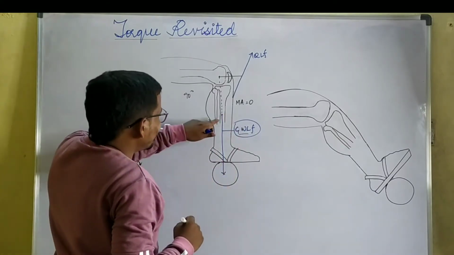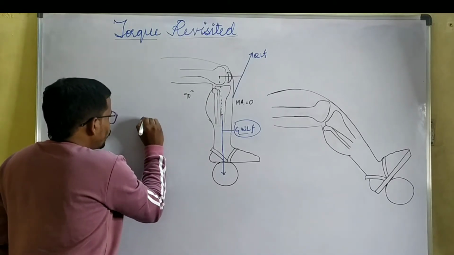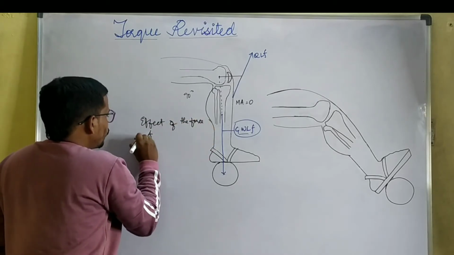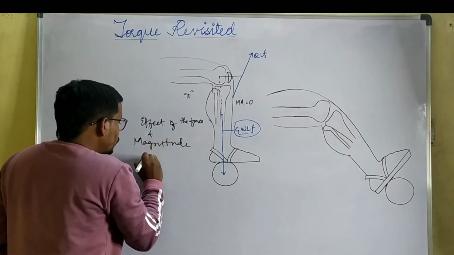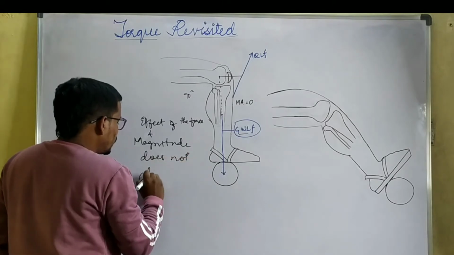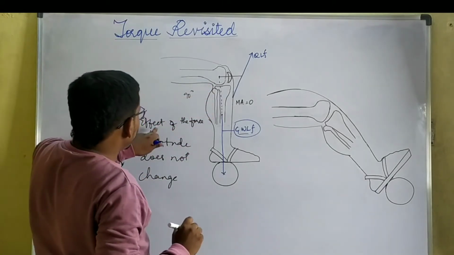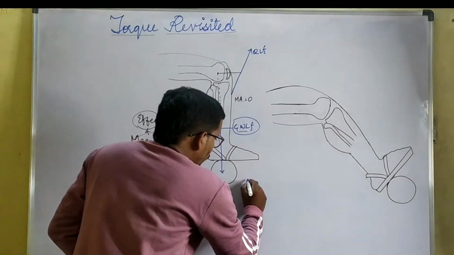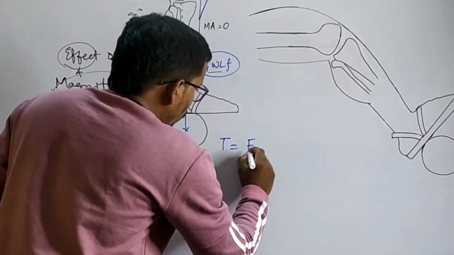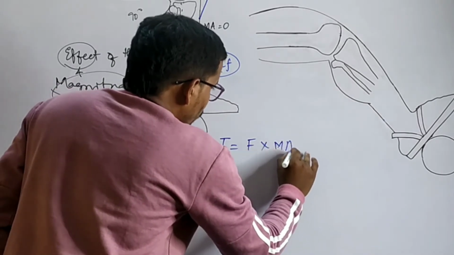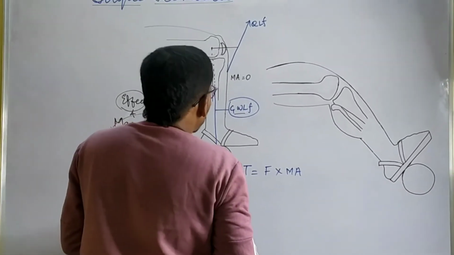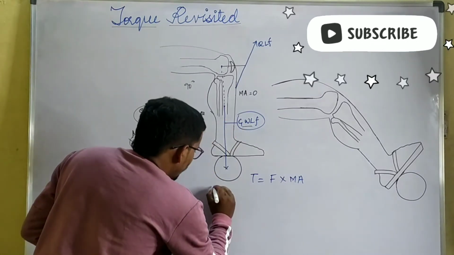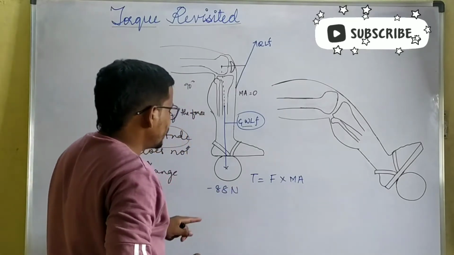Now, by extending this force vector, the effect of the force and the magnitude of the force do not change. They remain the same. Even if we extend the line, the effect and the magnitude remain the same. Now, as we know, the torque formula: torque is equal to force times moment arm. The force exerted by the gravity weight of the leg-foot segment is minus 88 newtons. Why did I designate it minus 88?